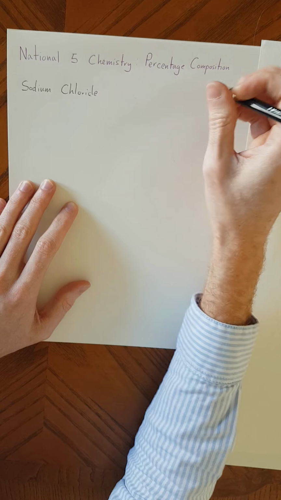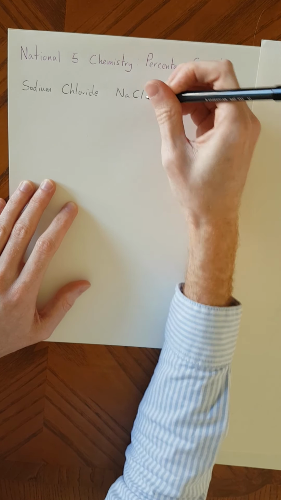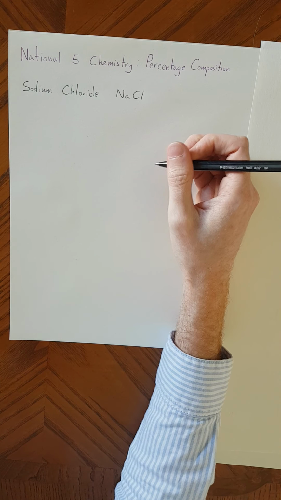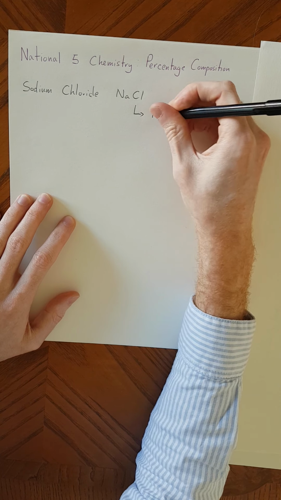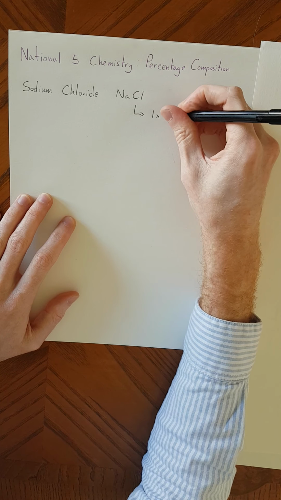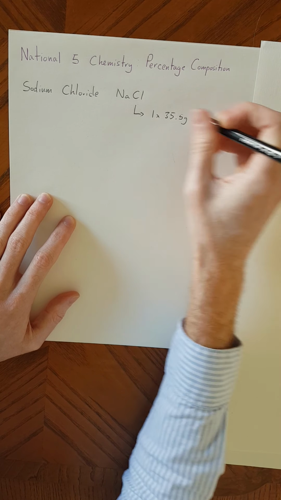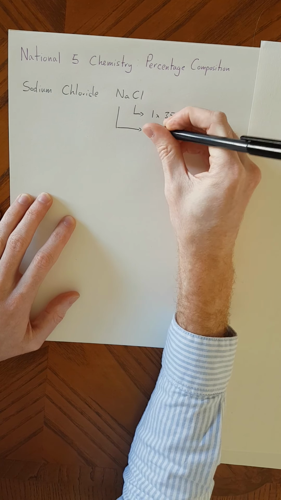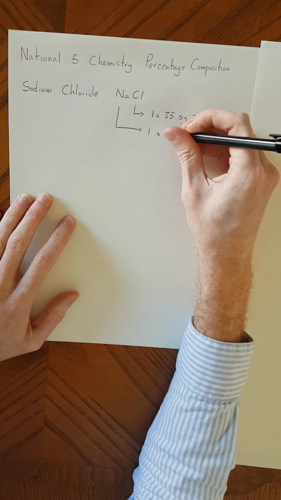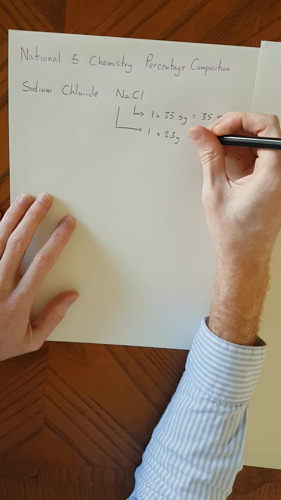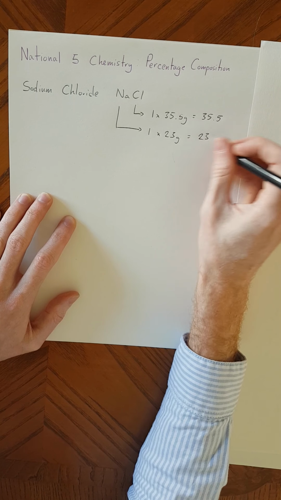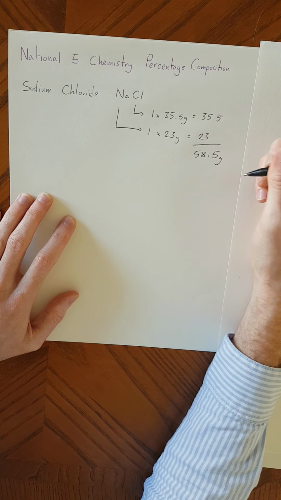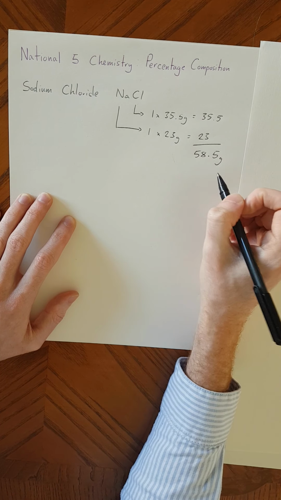Now, the chemical formula is NaCl. So to calculate the gram formula mass, we have one chlorine atom weighing 35.5 grams, equals 35.5. We have one sodium with a mass of 23 grams. Okay, 23. So we add them together and we get 58.5 grams. Okay, now we have the gram formula mass.